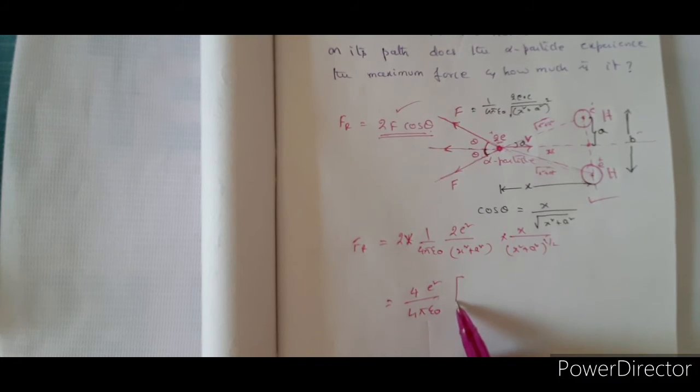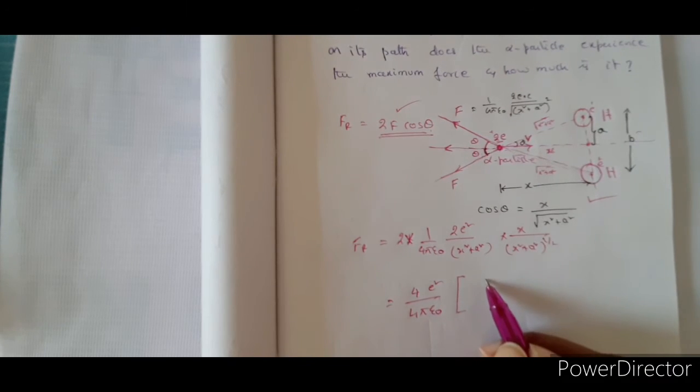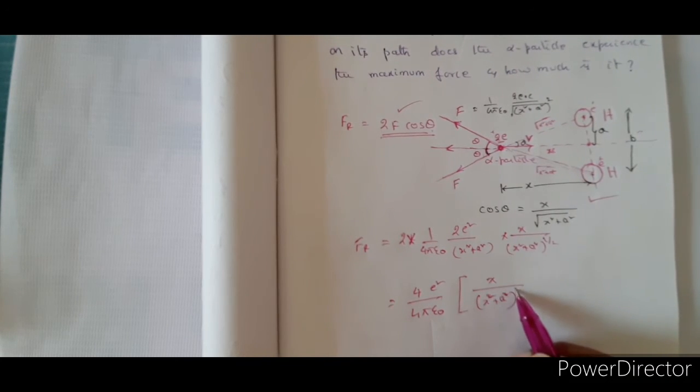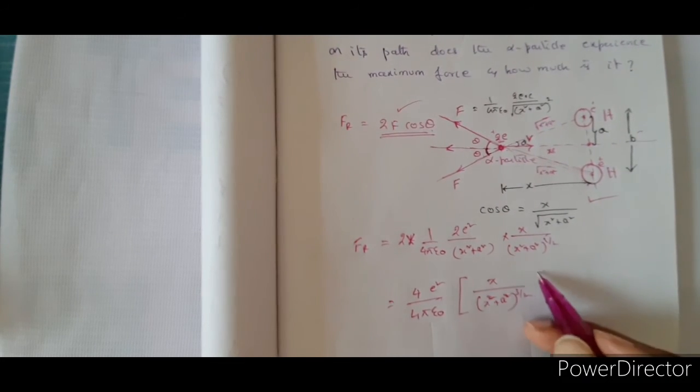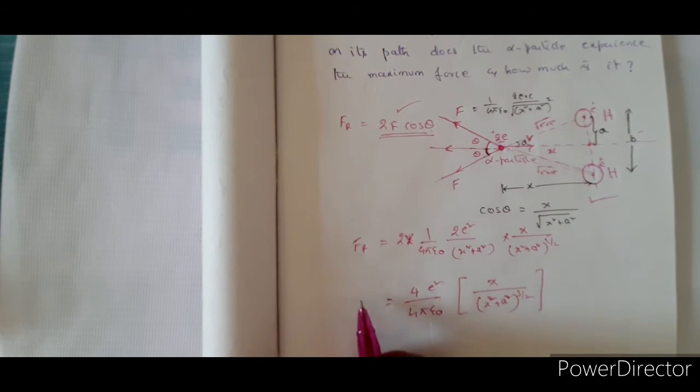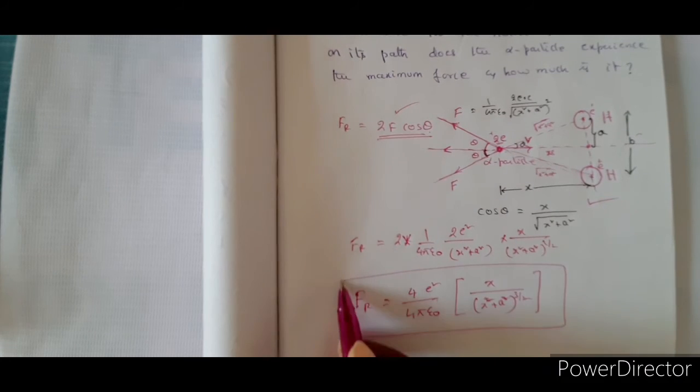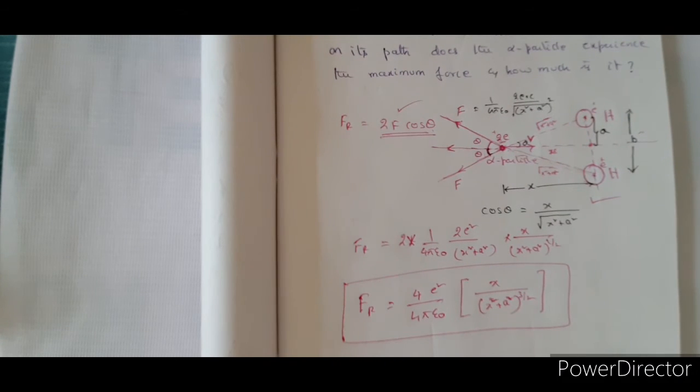Right? So now the remaining terms, that is the x terms, I am going to write like this: x square plus a square whole power 3 by 2. So this is what the resultant force is. Now we know the resultant force acting on an alpha particle which is trying to penetrate through a hydrogen molecule. Fantastic.